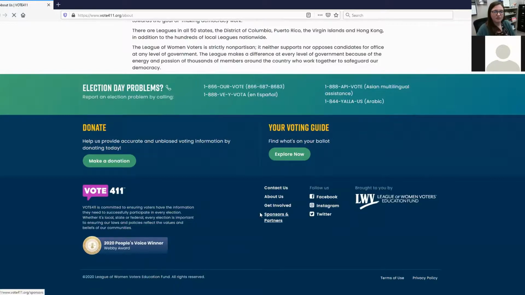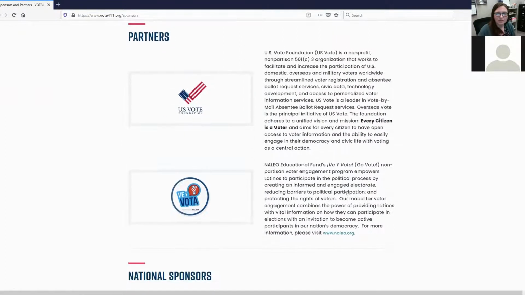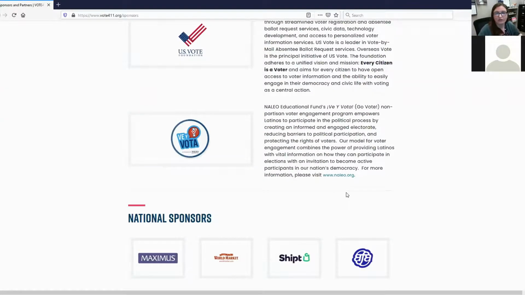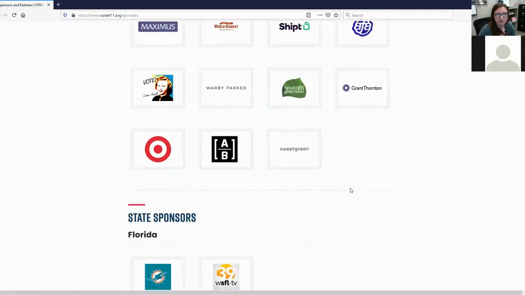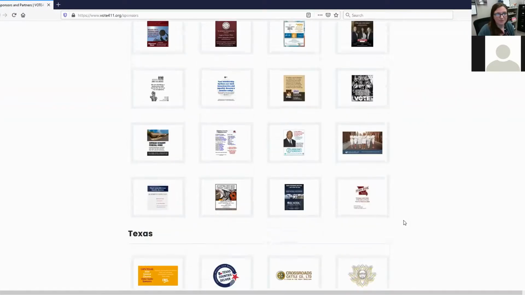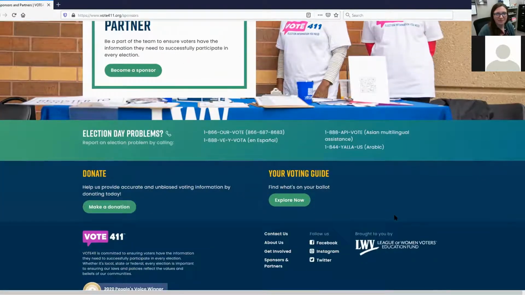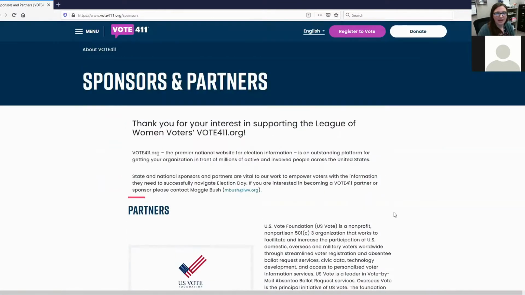Okay. We can also take a look at their sponsors and partners. We'll look at that next. So they are sponsored or partnered with the US Vote Foundation and also with the NALEO Educational Fund's Go Vote program. Again, they have a lot of national corporate sponsors like Target and Seventh Generation. They also have several state sponsors, mostly from Missouri. I'd be curious to know why. But that's just a little bit more about Vote 411. And again, I wish we could get into more of this, but with time constraints, we really can't. But if you'd like to stay after, we can always go over more outside of the recording too.